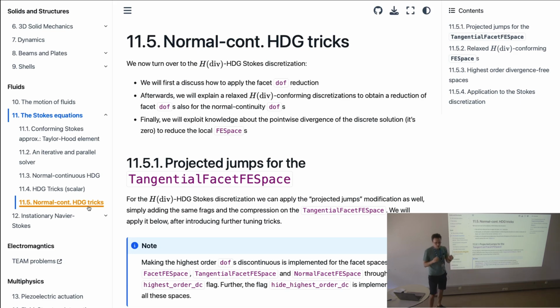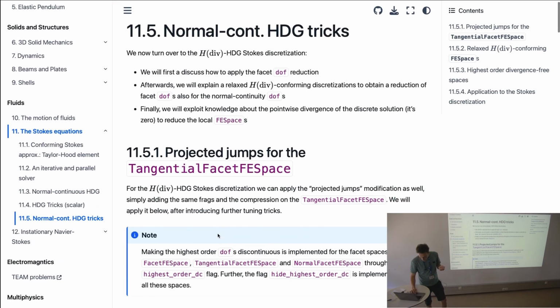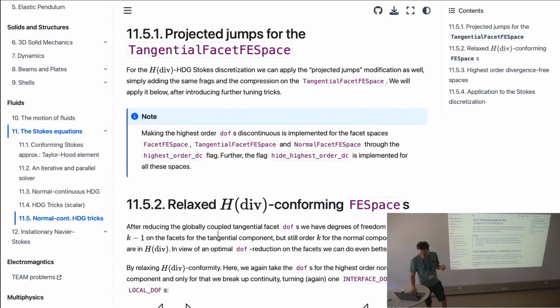For Stokes, we have HDiv, so we have normal continuity, and for the tangential component, we are not conforming and do this hybridization. So we have tangential facet unknowns for the tangential part. So we have the tangential facet space. And now you can do the projected jumps also here, doing essentially the same as before. So we split highest order from lowest order ones.